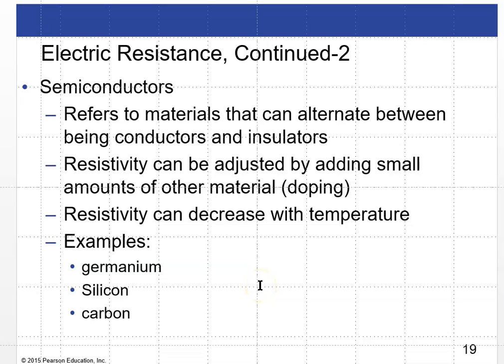Now, semiconductors refer to materials that can alternate between being conductors or insulators. Resistivity can be adjusted by adding small amounts of other materials, such as doping. Resistivity can decrease with temperature in semiconductors. Examples of semiconductors are germanium, silicon, and carbon.